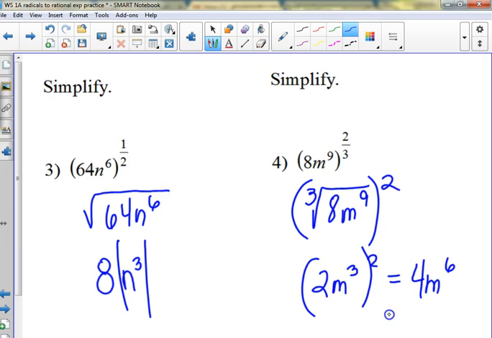Okay. Do we need absolute values? All right. We wouldn't anyway because it's an even power. But let's go back up here. Let's talk about the other order we could have done this in. What is the other order? Anybody know?